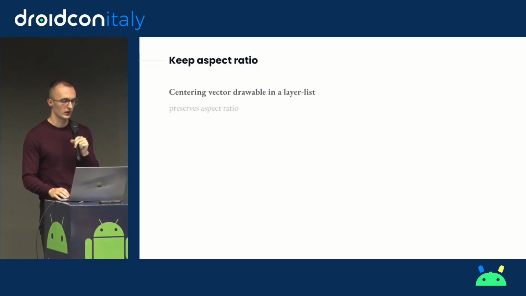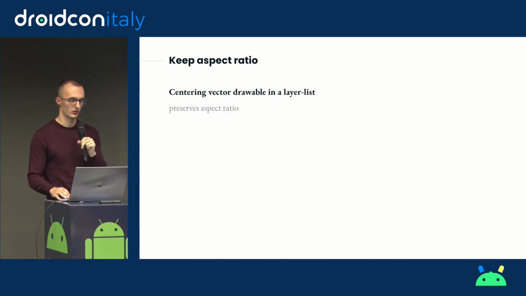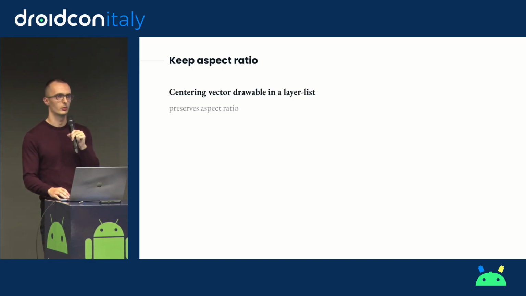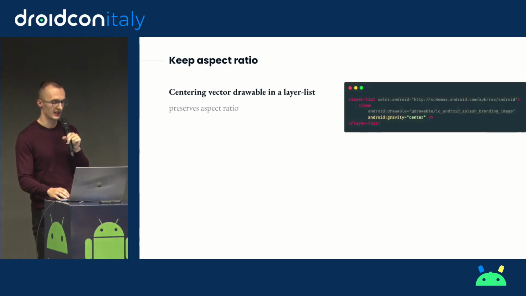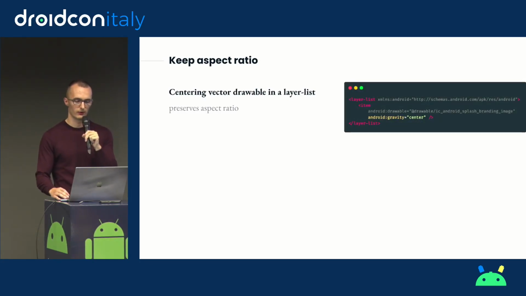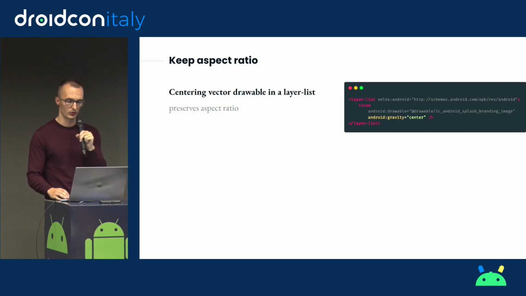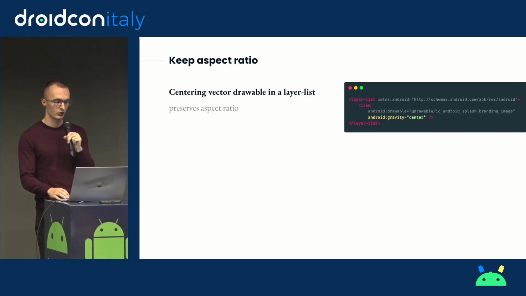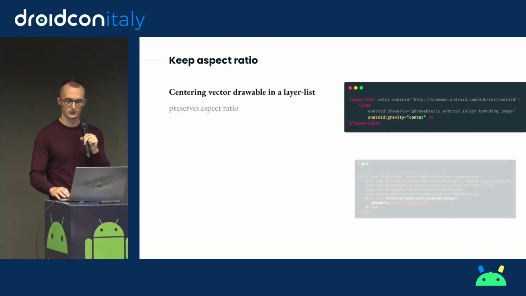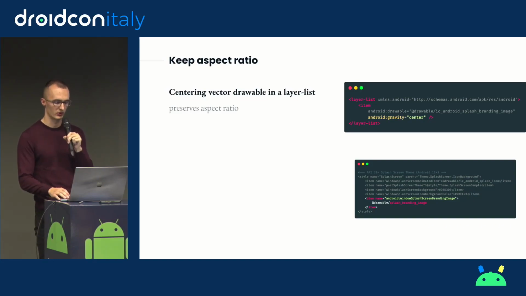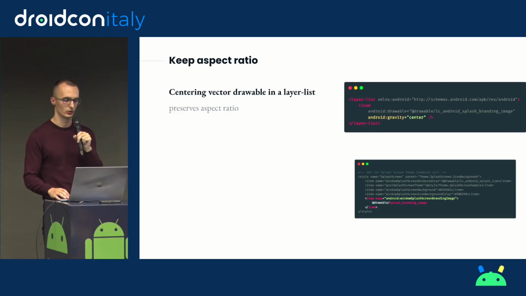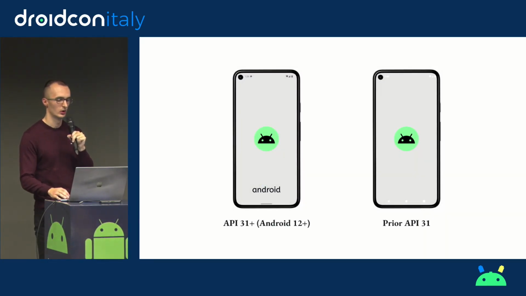There's a trick that you can use to keep the aspect ratio of a vector drawable. Basically, you can center a vector drawable in a layer list, and that will preserve the aspect ratio. So you create a new drawable file with the layer list as the root element. You add one item to it, point it to the drawable that you use for the branding image, and you set the gravity attribute to center. This will keep the aspect ratio of the vector drawable. Also, you need to change the windowSplashScreenBrandingImage attribute to point to this new layer list drawable that we've just created. And if we run the application now, this is the result that we get on API 31 and on the older versions.